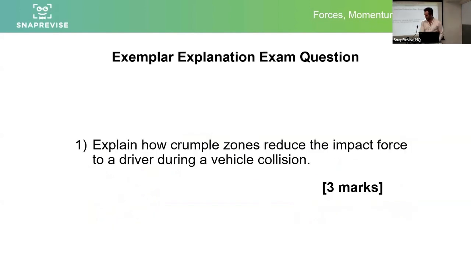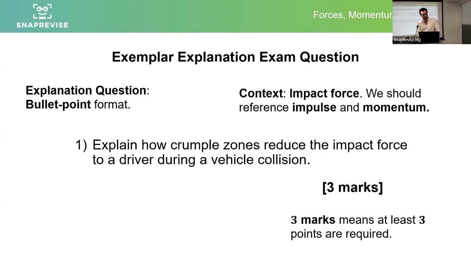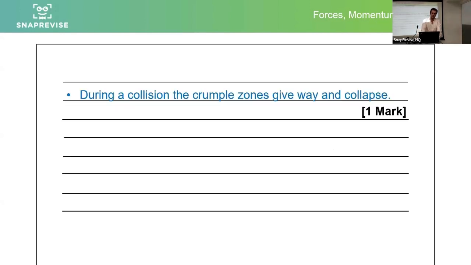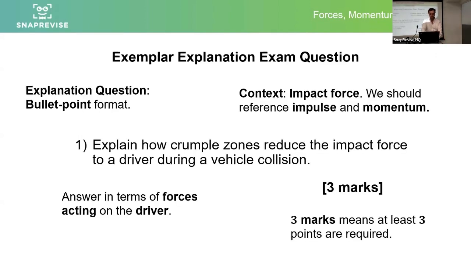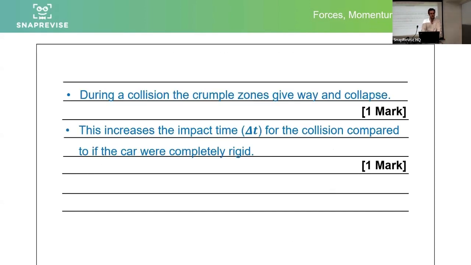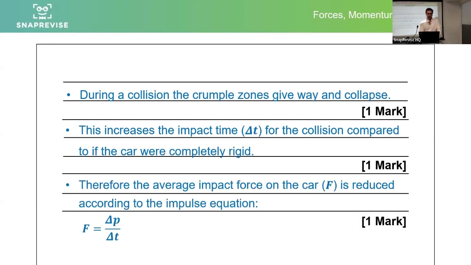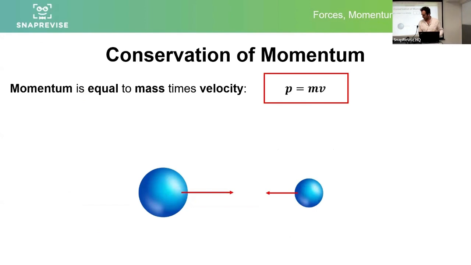Right, as promised, here's the exam question. How are we getting on for time? Oh gosh, we're going to have to push on a little bit. Explain how crumple zones reduce the impact force to a driver. Well, we've sort of covered this already. The crumple zone gives way and collapses. This increases the impact time. The change of momentum is fixed, and so the average impact force is reduced. And then give the equation. Give the equation, it always helps.